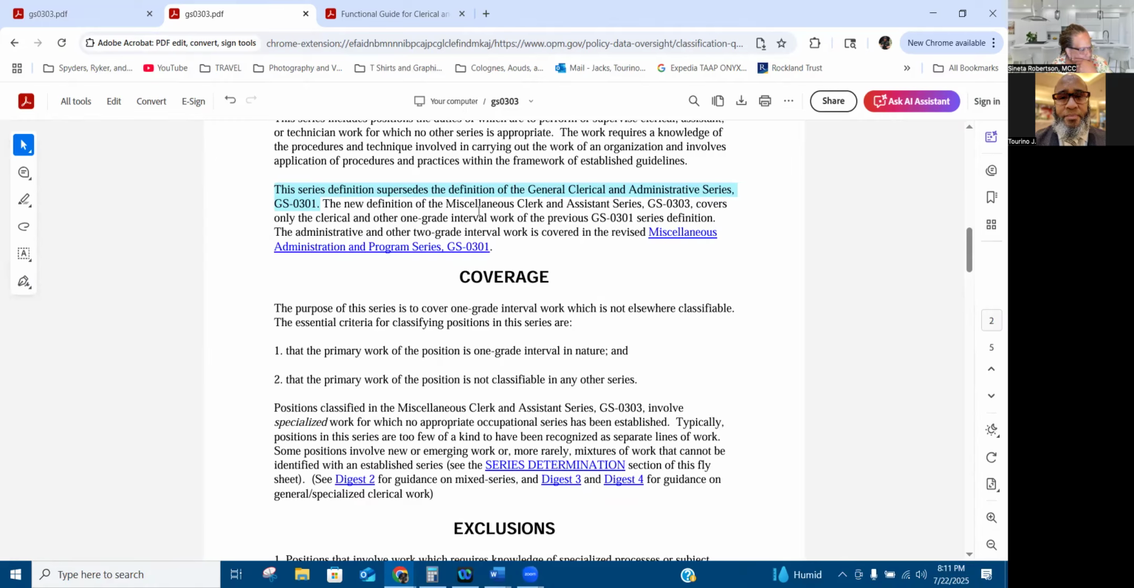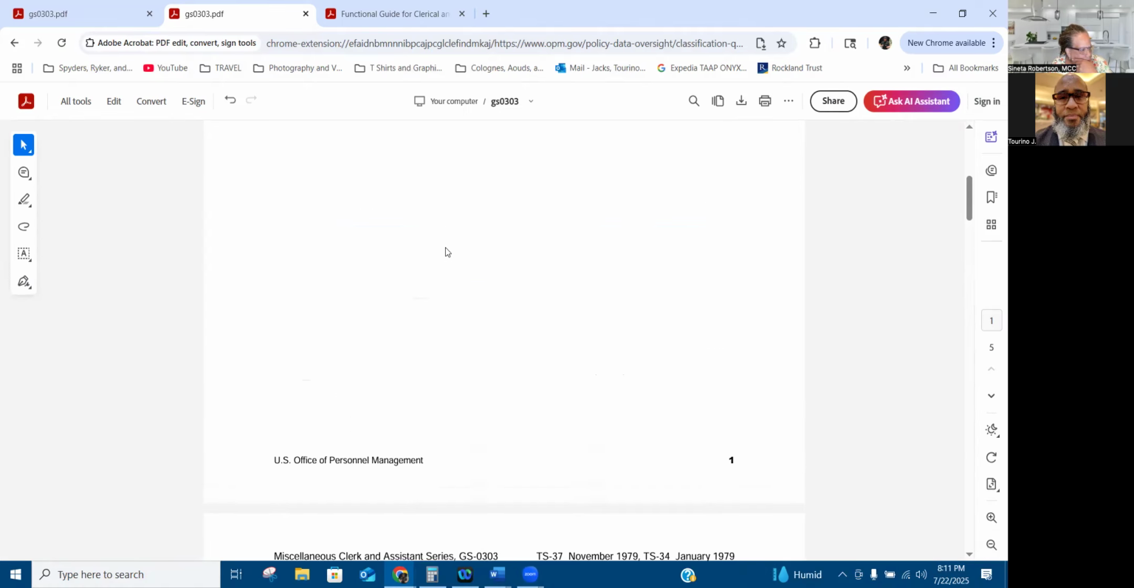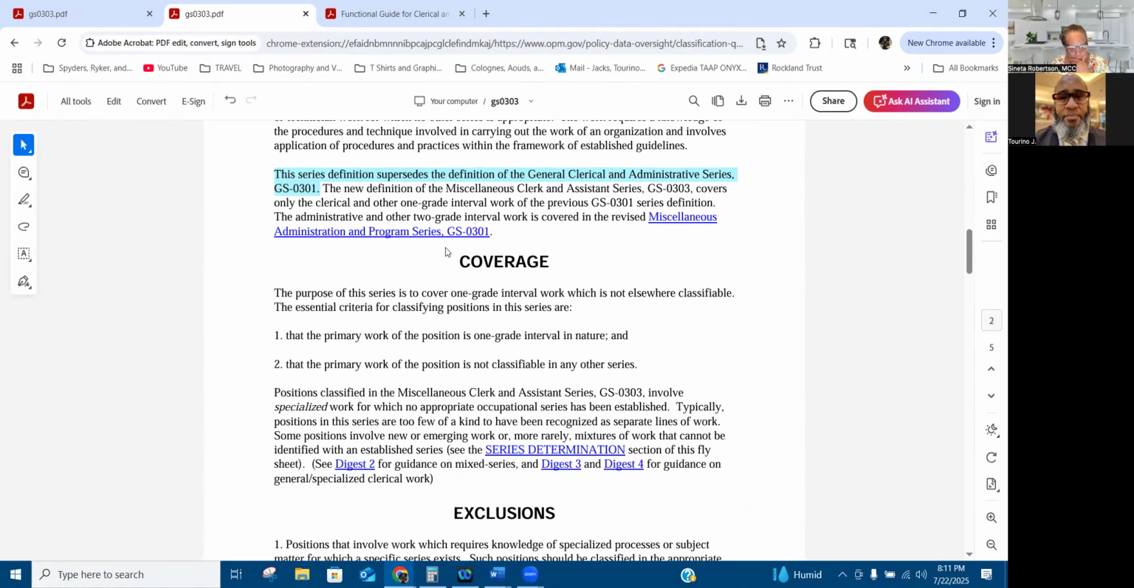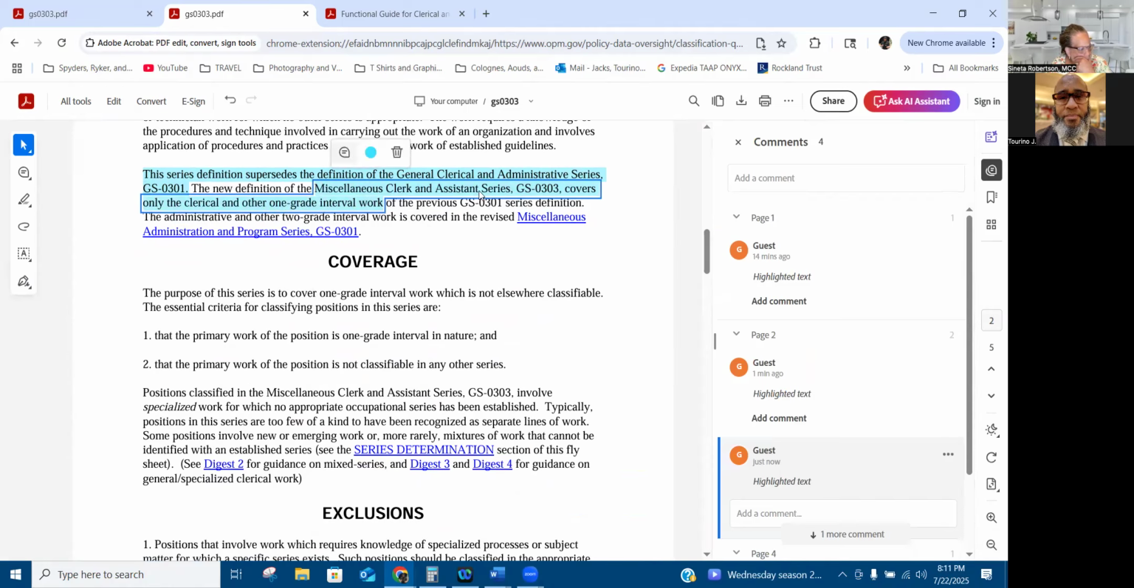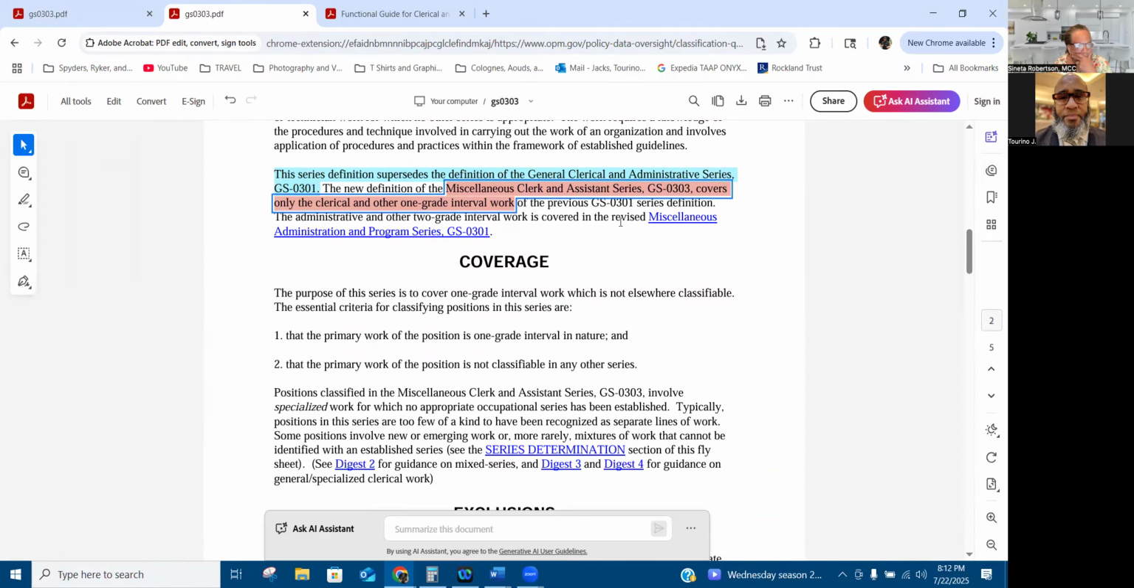The definition of the miscellaneous, and that's what this is, the miscellaneous 303, covers only clerical and one grade interval work. I put this in red. All right, so that is for that. Now, down here.